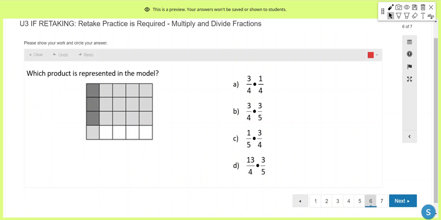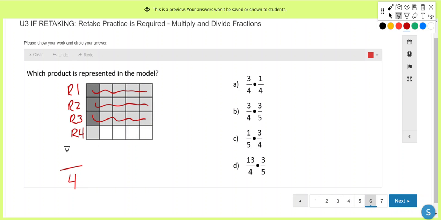For number 6, it's a modeling one. So I'm going to look at my rows and my columns. So I have row 1, row 2, row 3, and row 4. So there are 4 rows. Of those rows, 1, 2, 3 of them are colored. Now I'm going to do my columns. Column 1, column 2, column 3, column 4, and column 5. 5 total columns. Of those columns, only one is shaded all the way down. So I'm looking for fractions multiplied together of 3/4 and 1/5. And the only one that could be the answer for that one is C.